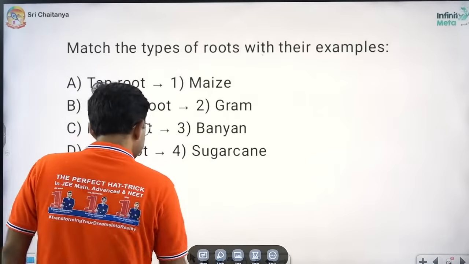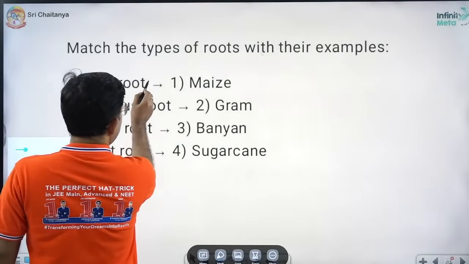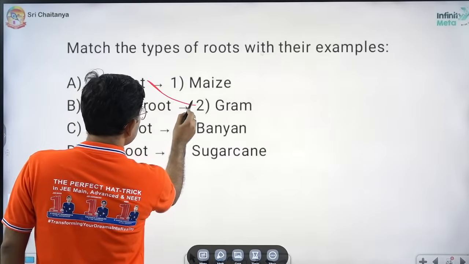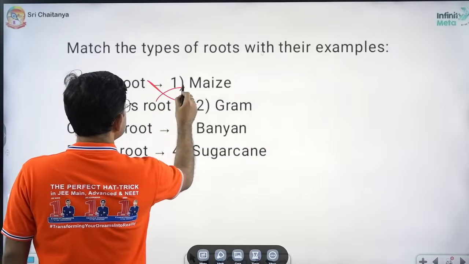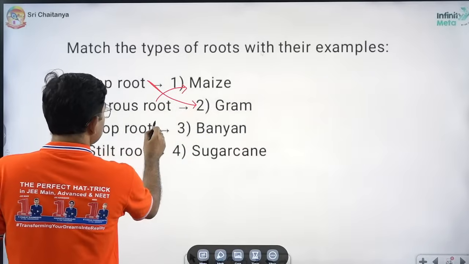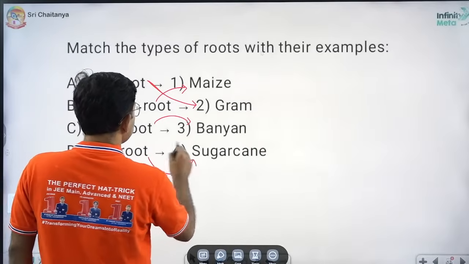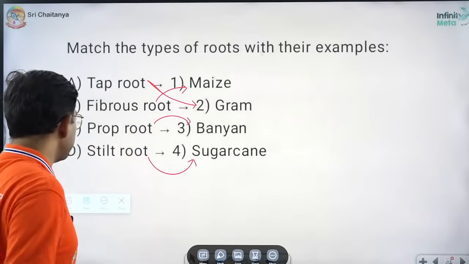So here I will match it for you so that you can clearly see here. See, so tap root will go with gram. Fibrous root, let's consider this as maize. Then prop root, banyan. Then stilt root, sugarcane. Right? This is the correct match. Then next one.